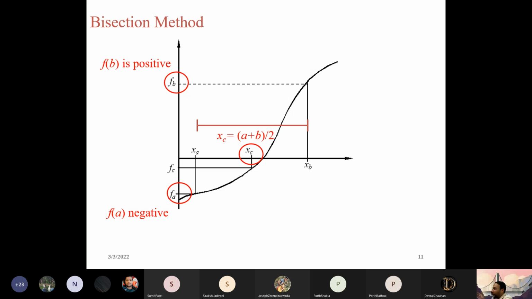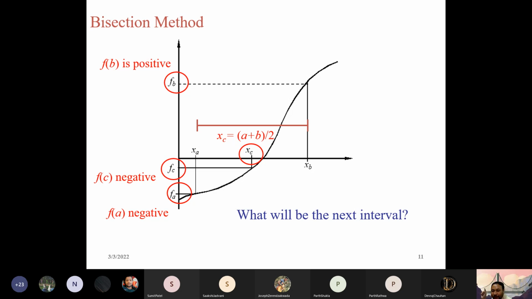Okay, the figure clearly shows that the root is in between XC and XB. Then what to do? Then the loop continues. Suppose now I have to add XC plus XB divided by 2. Yes or no? Yes. Now, what is f of XC? Positive or negative? It is negative. It means that f of XC is negative, f of B is positive. It means there is a root in between XC and XB. What is the algorithm? XC plus XB by 2.